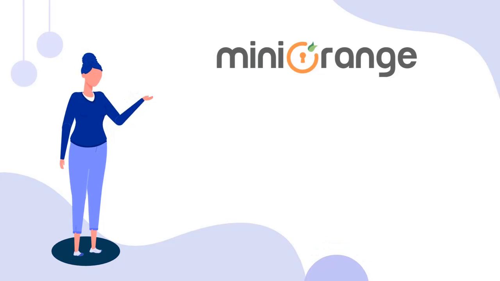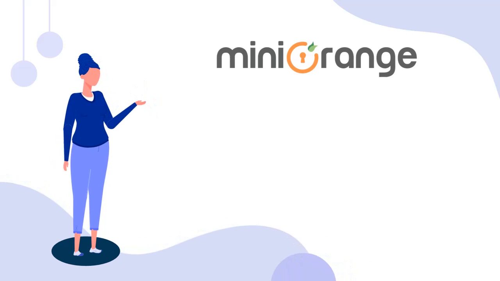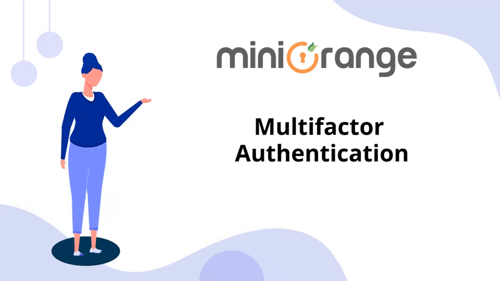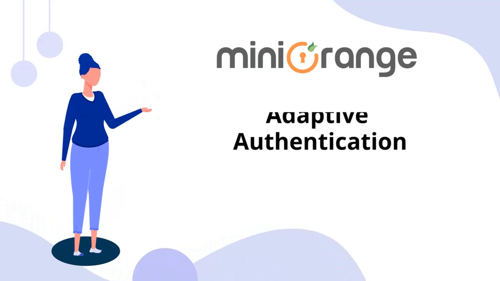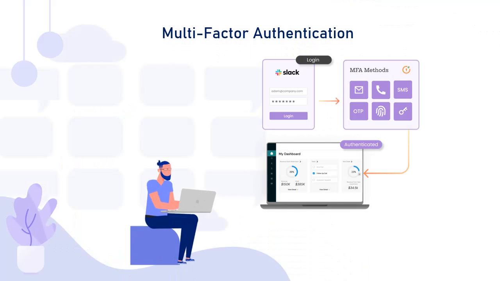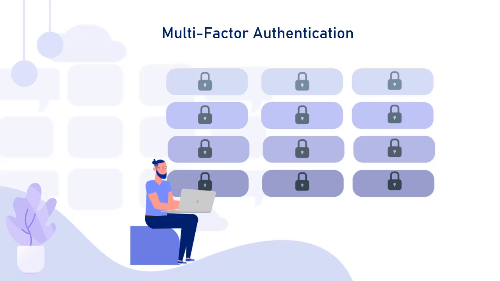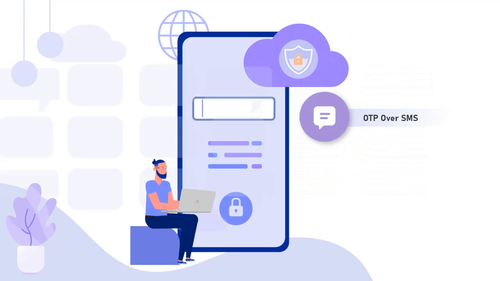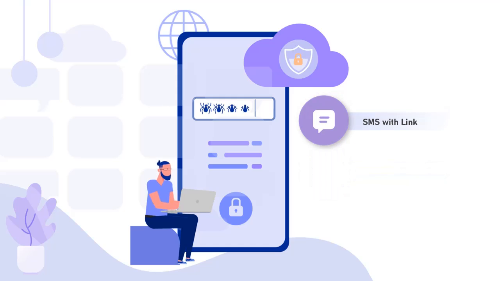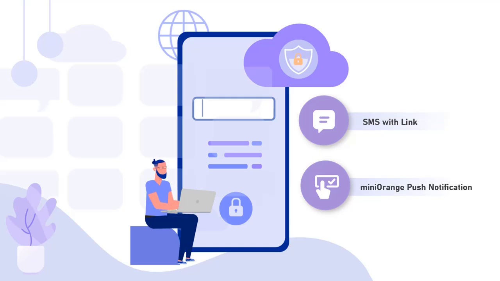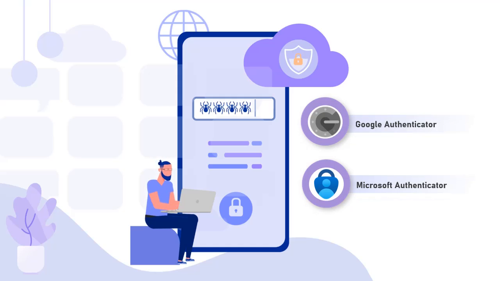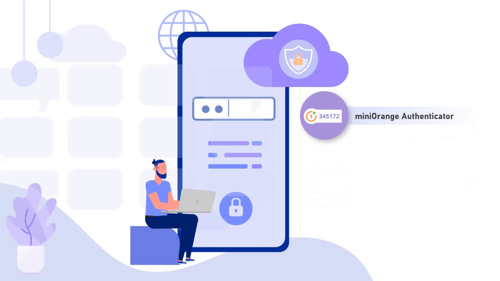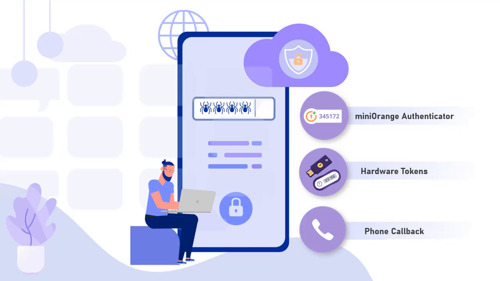In addition to brokering, miniOrange offers a variety of other services including multi-factor authentication, adaptive authentication, and provisioning. In addition to brokering, multi-factor authentication can be used to secure access to your Slack application. miniOrange supports over 15 different two-factor authentication methods, like OTP over SMS or email, SMS with link, miniOrange push notifications, Google Authenticator, Microsoft Authenticator, miniOrange Authenticator, hardware tokens, phone callback, and many more.